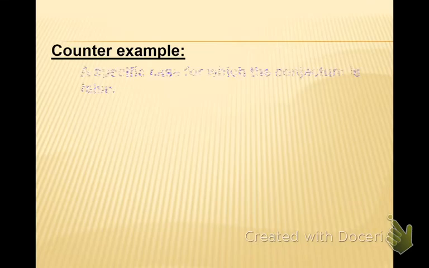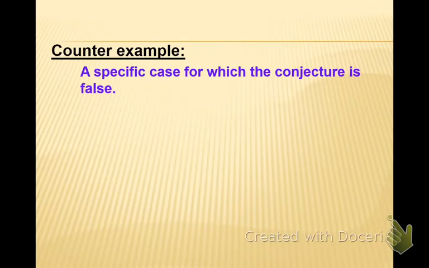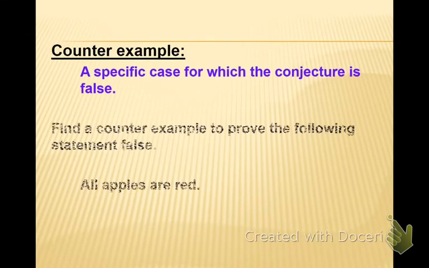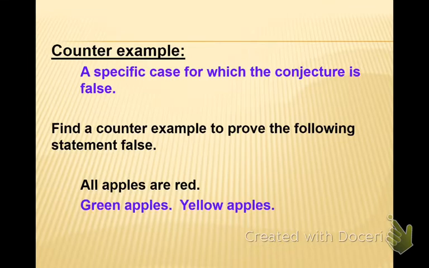Counterexample. A counterexample is a specific case for which a conjecture is false. Is there a counterexample to all apples are red? Yeah, there's green apples. There's yellow apples. There's other apples of different colors, so that's a counterexample. So that would not be something that we could make a conjecture about, that all apples are red.